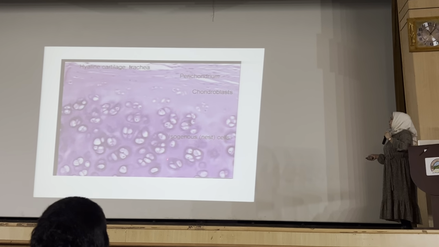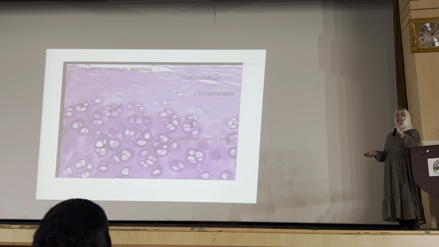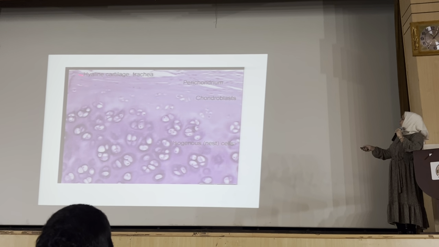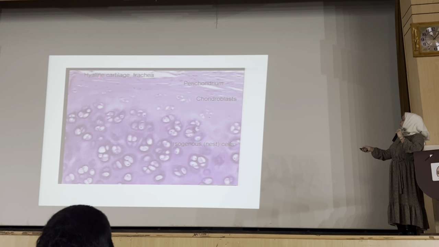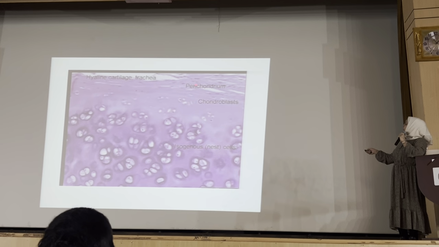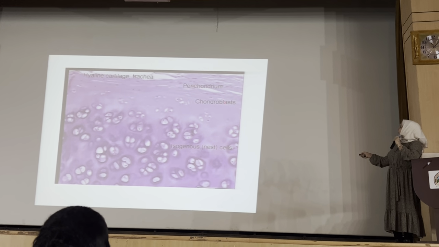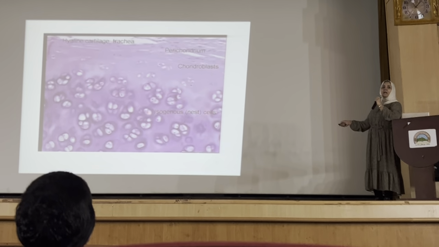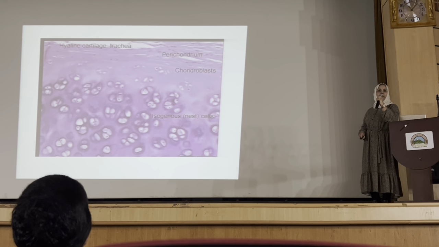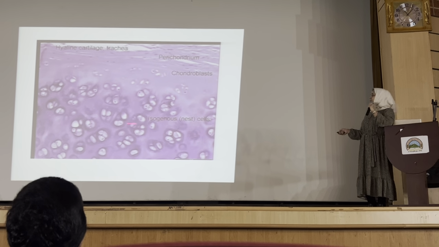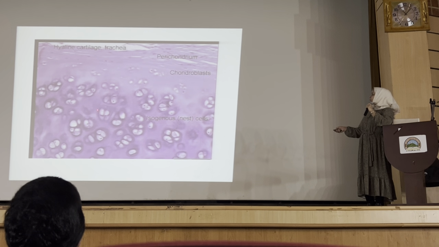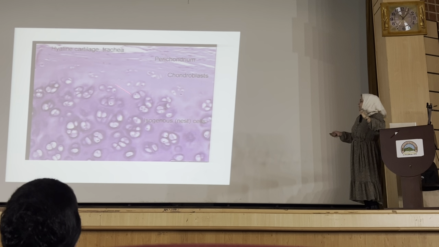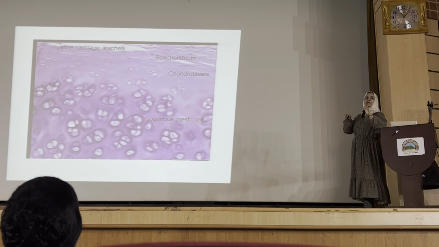This is a section of the hyaline cartilage. The cartilage from the outside is covered by this layer of perichondrium. The inner layer of the perichondrium contains chondroblasts. The rest of the cells you see here are chondrocytes, which are trapped in these spaces or lacunae.